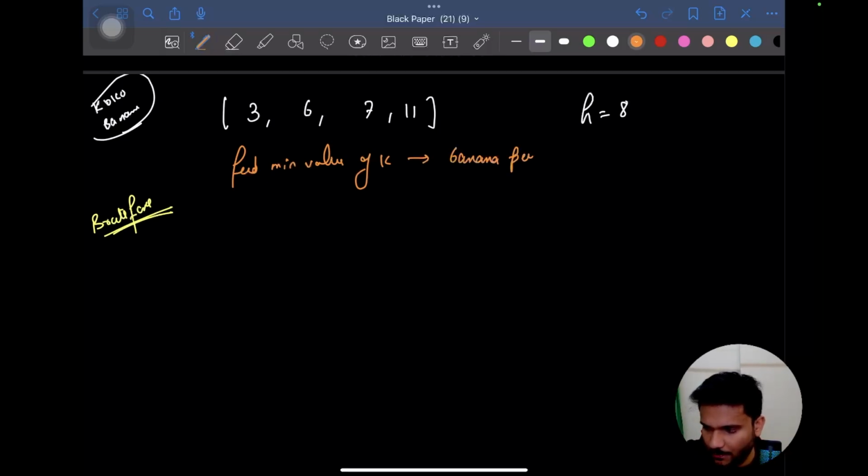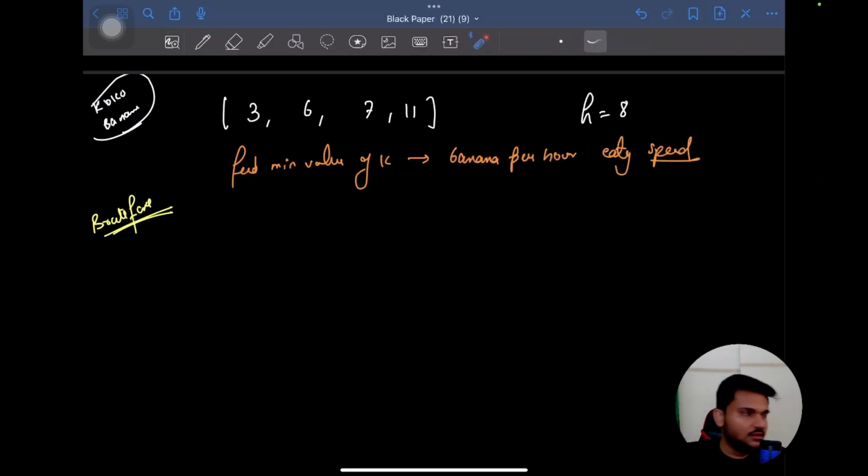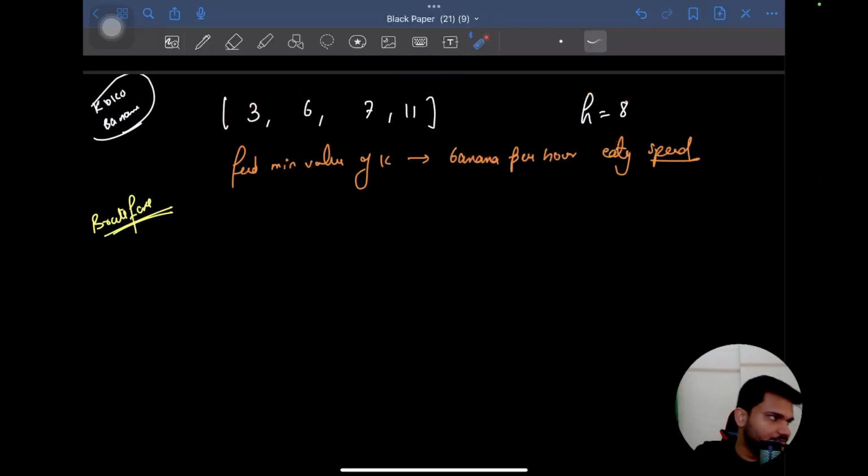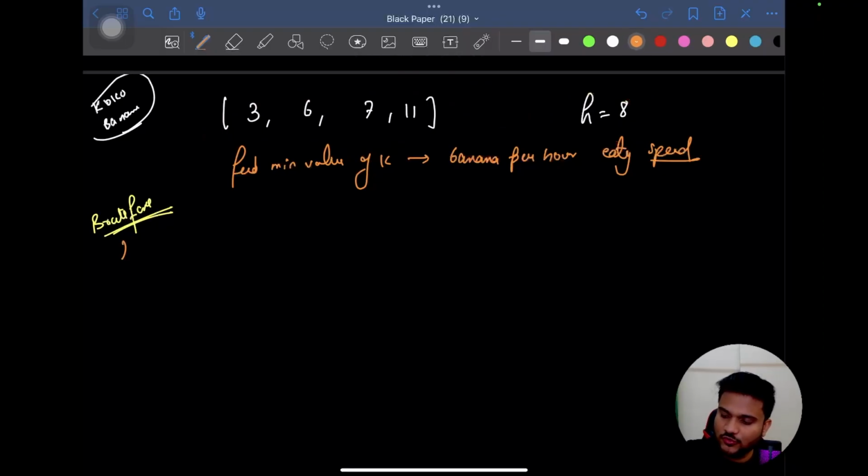Banana per hour eating speed. So you need to find the minimum speed with which she should eat the bananas such that all the bananas are done before the guards can come. Right? Okay. Now, what will the brute force?